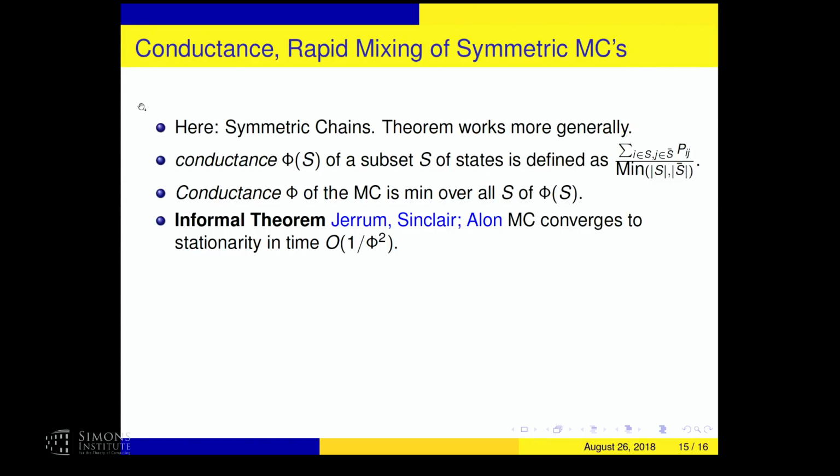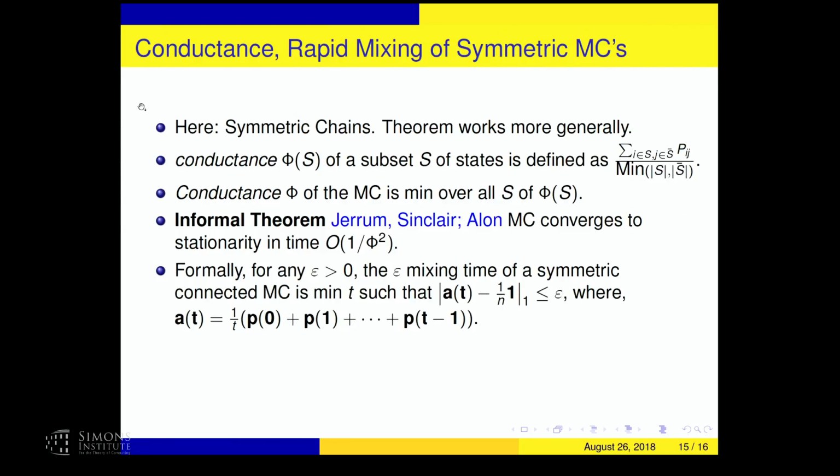So it's clear that the weakest connection can restrict you, so it's a necessary condition that there be no weak connection. They prove that it's sufficient. If there's no weak connection, no weak subset-to-complement connection, then you converge very quickly. That's an informal theorem. I'll state the formal theorem.